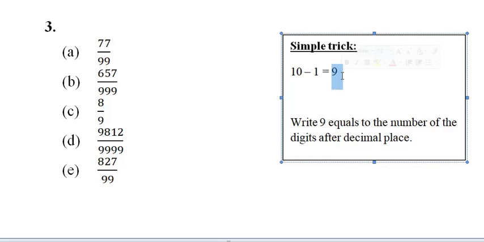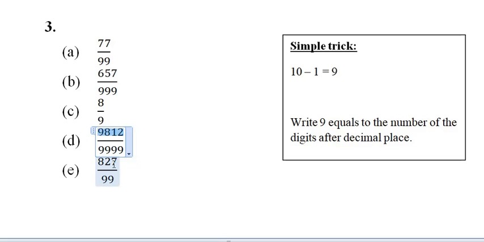So what you do, you convert that 0.77, which is a recurring decimal number. Just write the numbers which are after the decimal point as numerator. In question number A, it is 77. In question number B, it is 657. The numbers which are after the decimal point. In question number C, it will be 8. And in question number D, it will be 9812. The numbers which are after the decimal point.